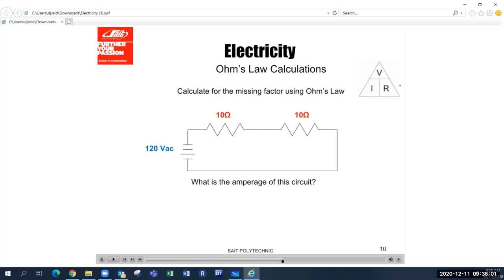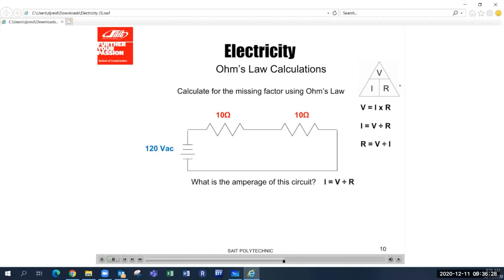So using the formula triangle, you should be able to figure out what the amperage is of the circuit. Does anybody know? Shout it out. Anybody? 12. 6. Let's run the screen and we can see what the answer is.